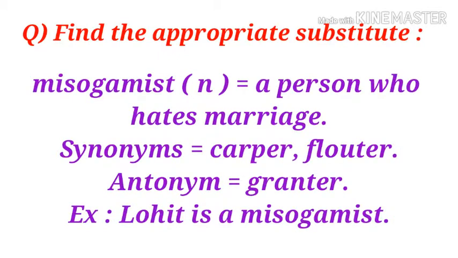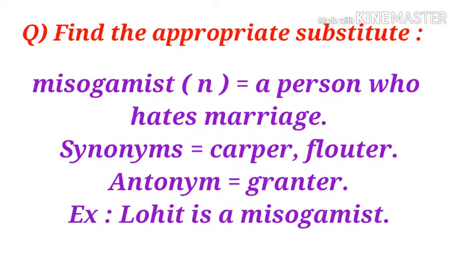Okay. Third option is misogamist. Misogamist is a noun which means one who hates marriage. In and around us, we find people who don't like the word marriage. That means he moves away from marriage. He doesn't want to take the burden of family and all these things. So he moves away from marriage, and he will marry at a very late period. That is known as a misogamist. Its synonyms are carper or flouter. Its antonym is grantor. For example, Lohit is a misogamist. That means there is some person who doesn't like to get married.